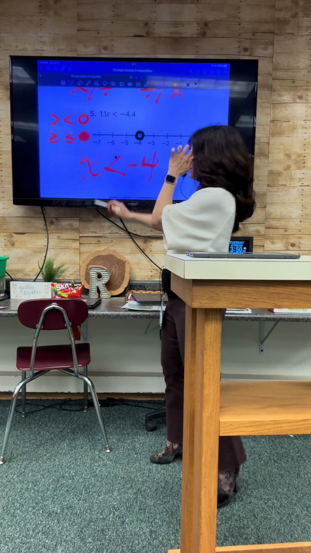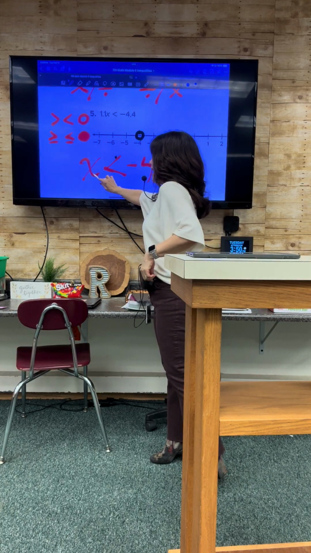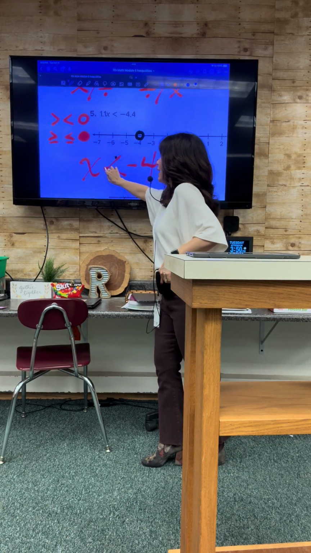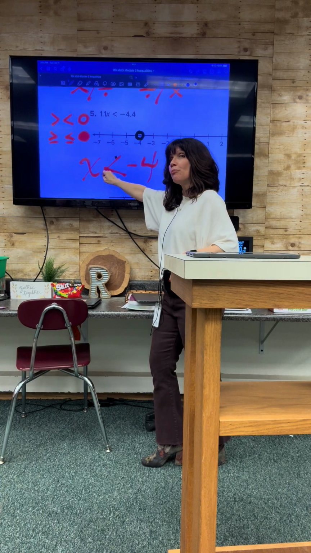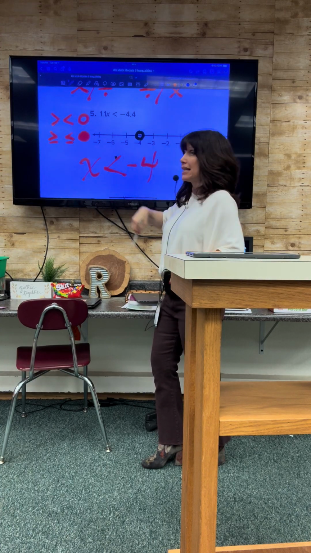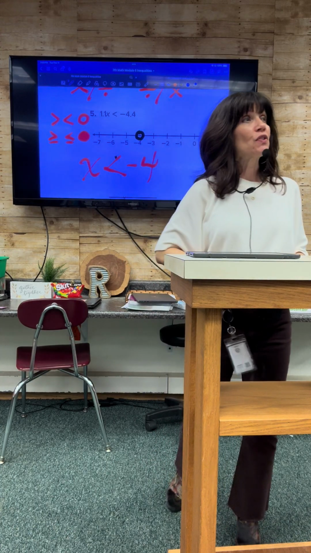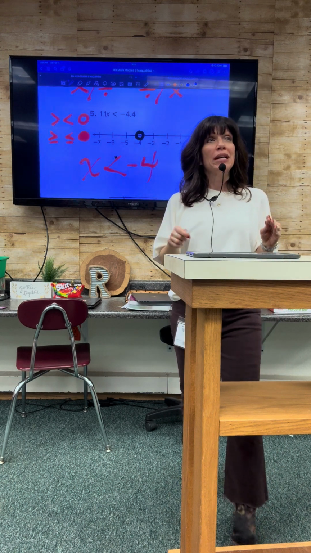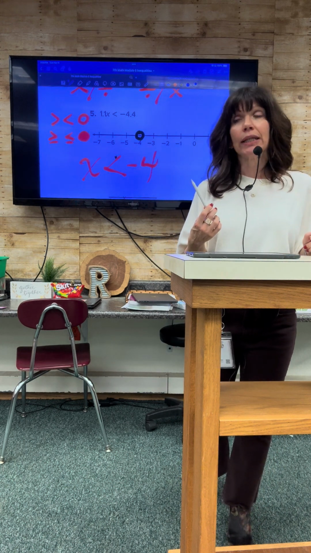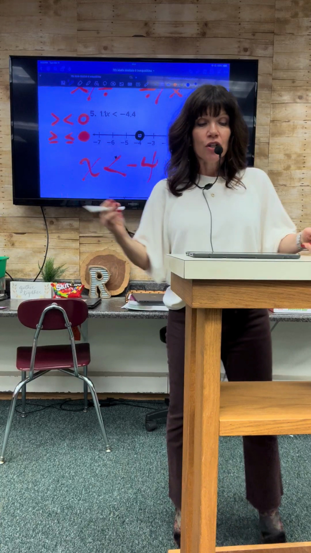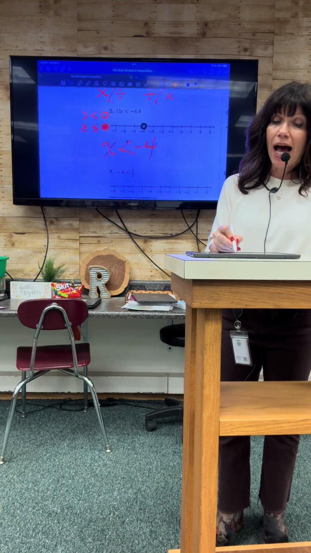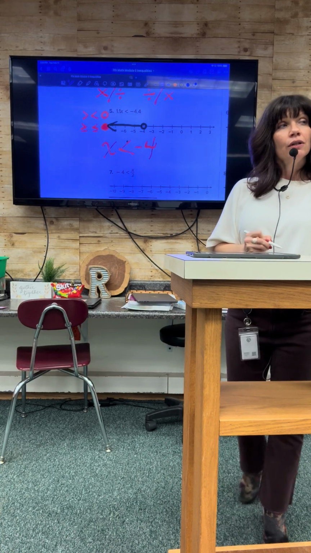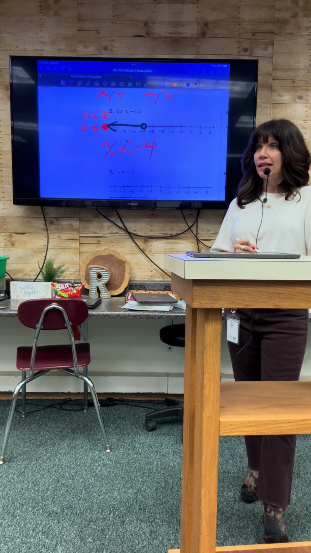Now, here's the habit you've got to get into, though. Look at the x and ask yourself, is the x looking at the little side of the alligator mouth or the big side of the alligator mouth? The little side. Which direction of an arrow means littler, littler, littler? Left. So make your arrow go to the left. Do you understand how we got this sign?